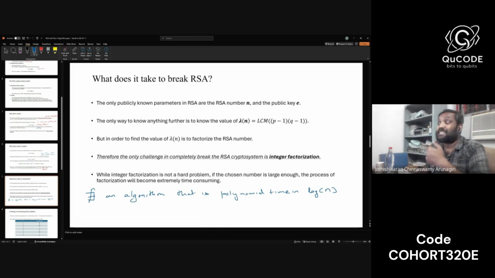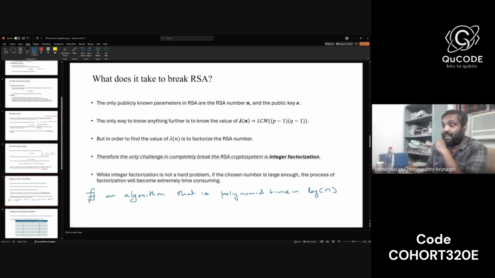So expecting an algorithm polynomial in the size of the bits is actually not fair. Because for half of all integers, if I just look at the LSB, I can say whether it is composite or not. For literally half of all integers, every alternate number is an even number. So this definition is actually not very strong.